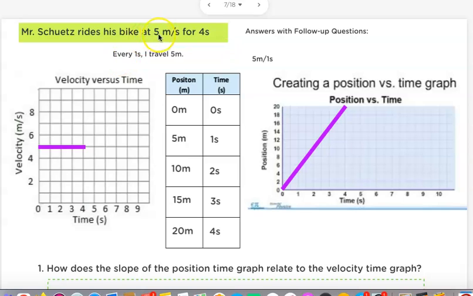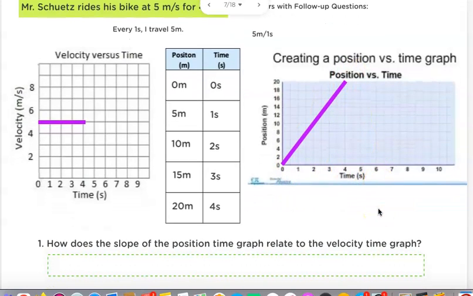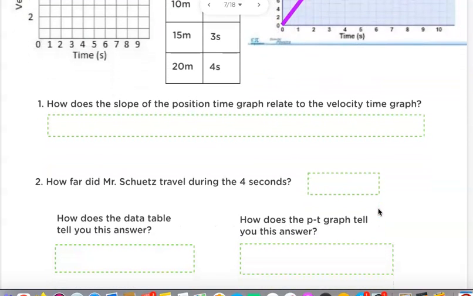Why? Because 5 meters per second means that for every 1 second, Mr. Schutz travels 5 meters. Written another way, you see right here, 5 meters over 1 second. Every 1 second, you travel 5 meters. That means that after 1 second, you're at position 5. After another second, you're at position 10, and then position 15, and then position 20. I can plot this data on this position time graph, and it would look like this. So there's questions below. Answer those. Pause the video.